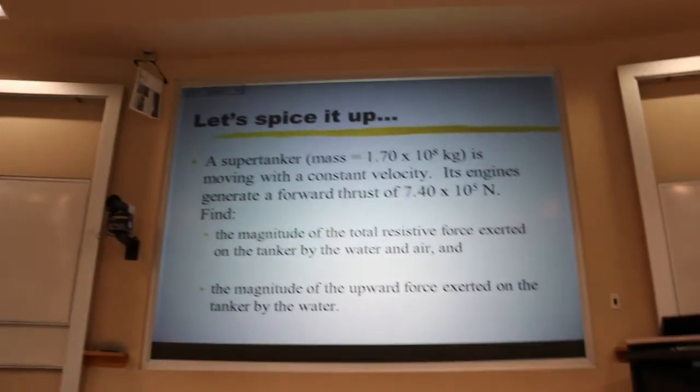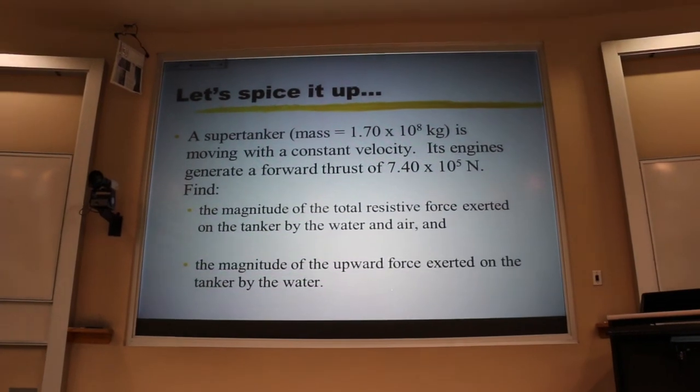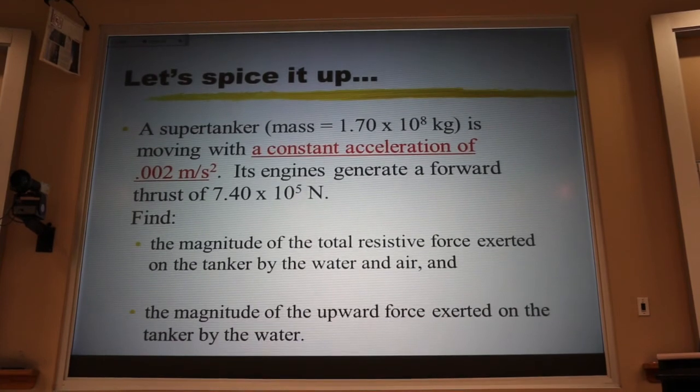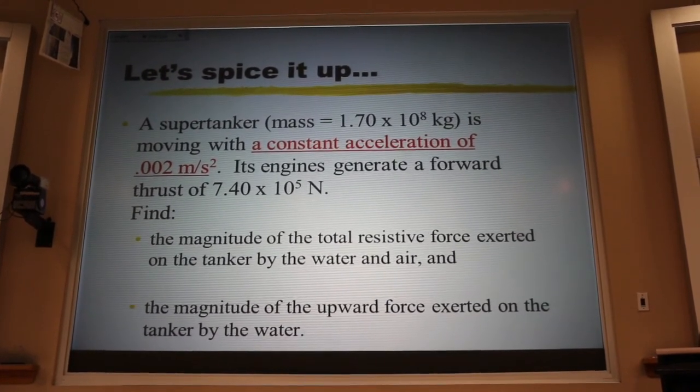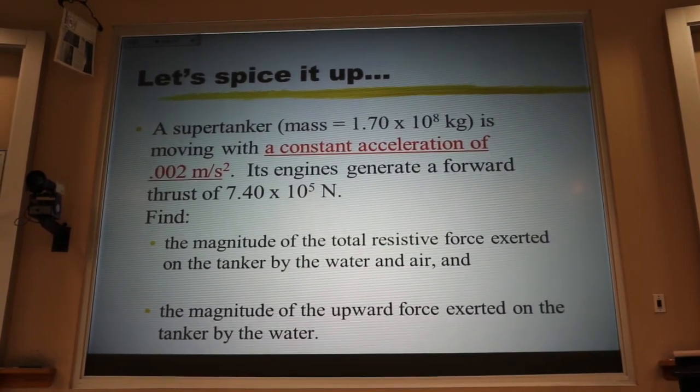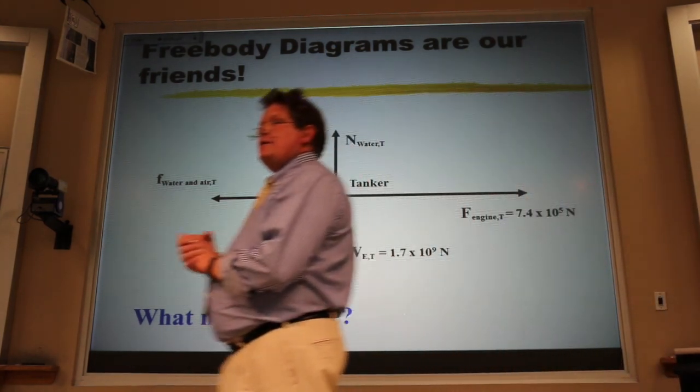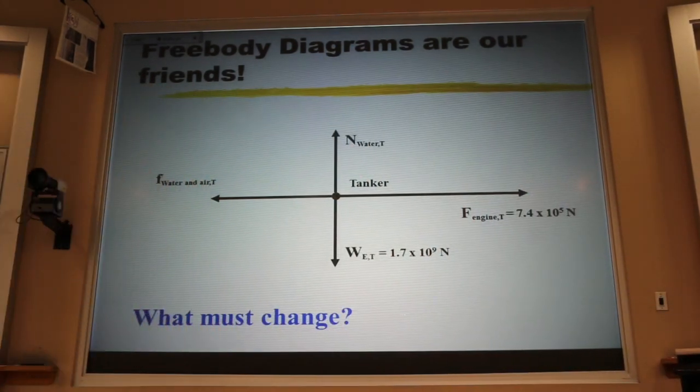Now, let's spice this up. Suppose instead of moving with constant velocity, this tanker moves with a constant acceleration, not a big one, but an acceleration still the same. The mass is the same, the thrust of the engine is the same. If I look at that free body diagram, what has got to change? Yeah, that friction force has to get smaller. Somehow I need to streamline that boat so that either the water's not pushing as hard on it or the wind's not pushing as hard on it.